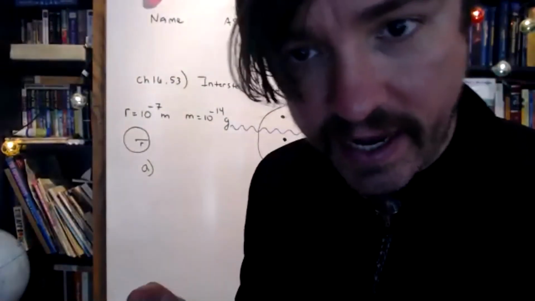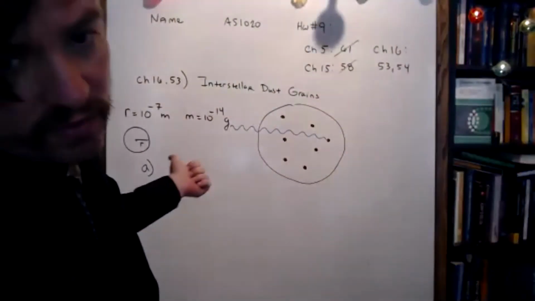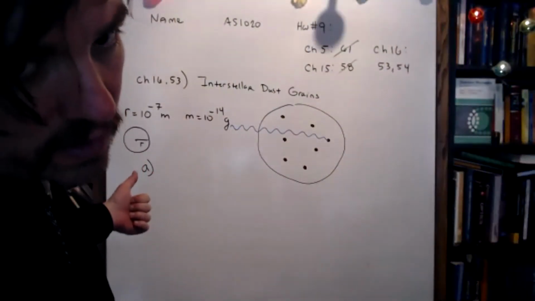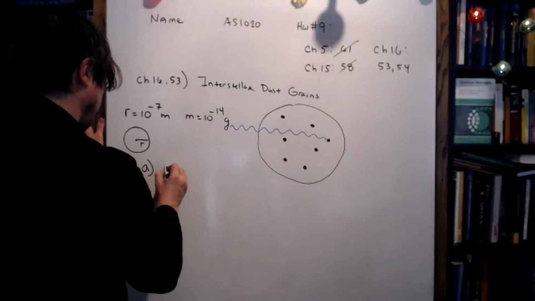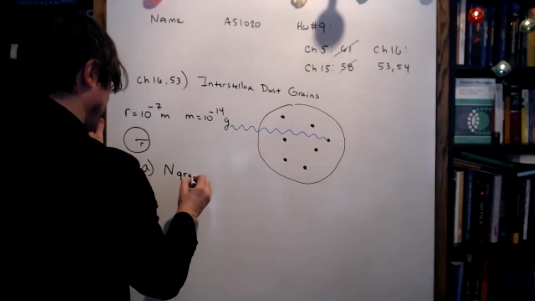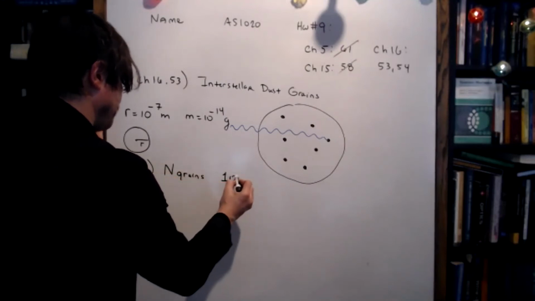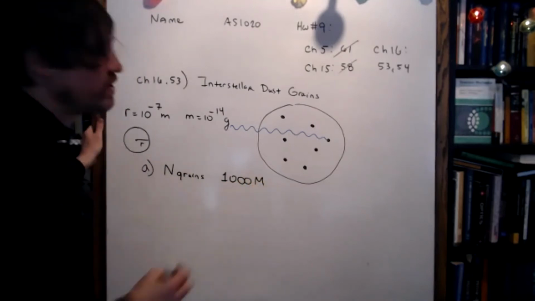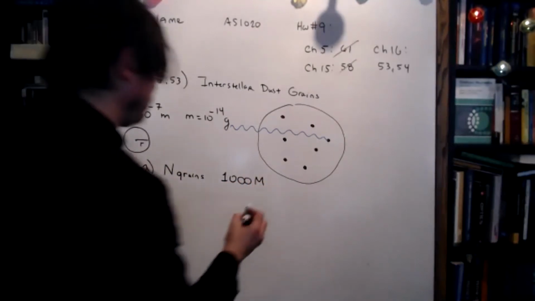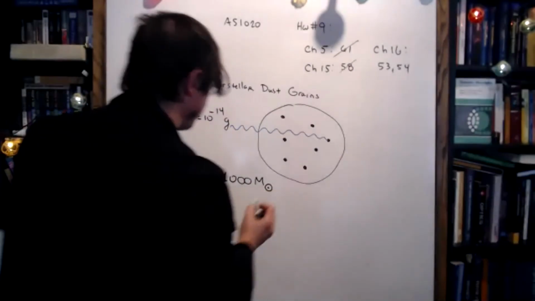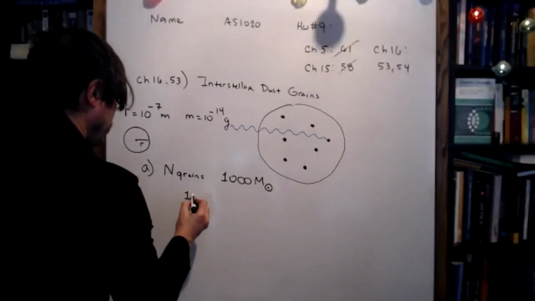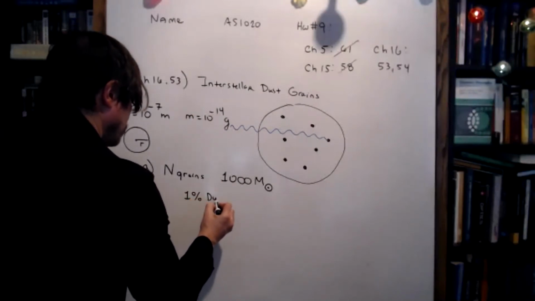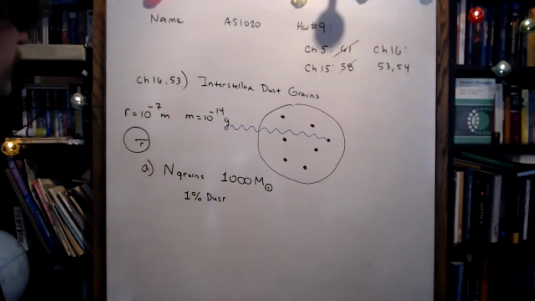Hold on, wait. This is such a big problem. We're just going to focus on one step at a time. So was that all part of A? Yeah, that was all A. Okay, so just read all of A once more. Estimate how many dust particles there are in a cloud containing 1,000 solar masses of dusty gas, if 1% of the cloud's mass is in the form of dust grains. Okay.